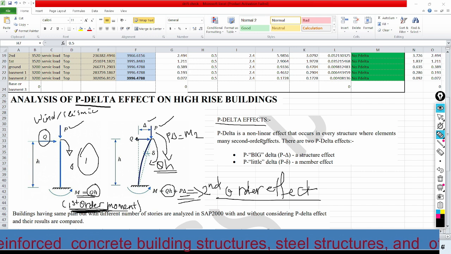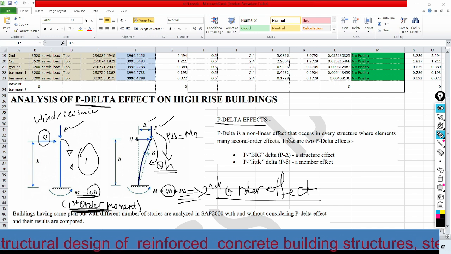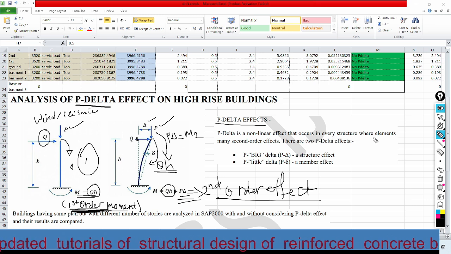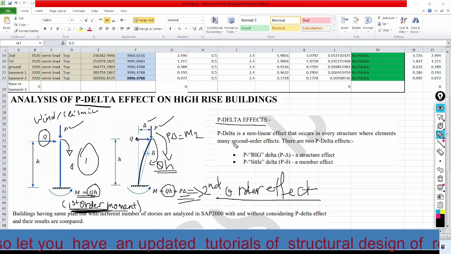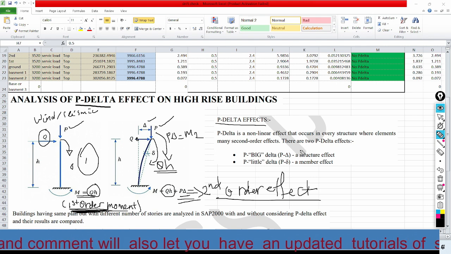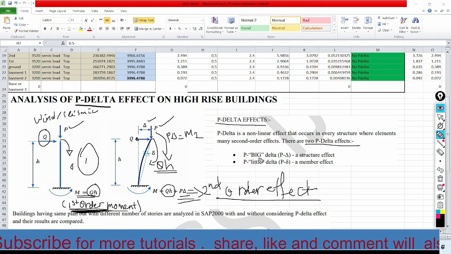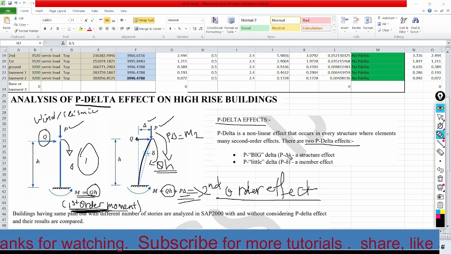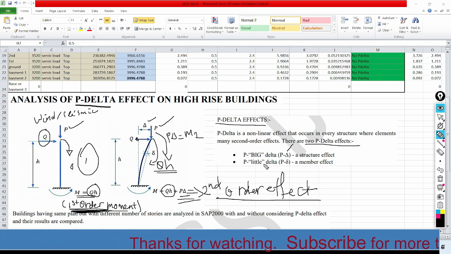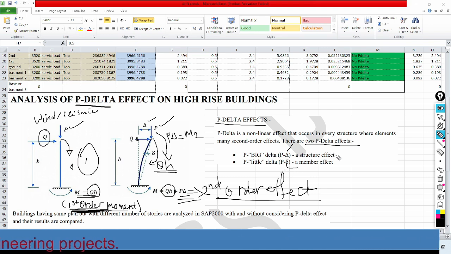The P delta effect is a nonlinear effect that occurs in every structure where elements have second order effects. There are two types of P delta effect: the big P delta effect, symbolized by capital delta, and the little P delta effect, symbolized by small delta. In this case, this is a global effect.